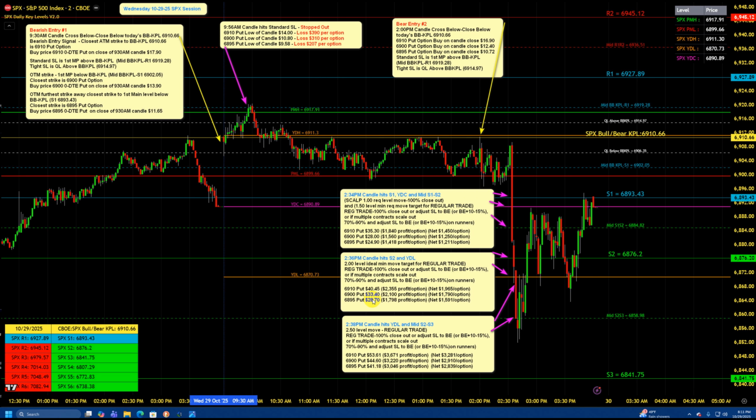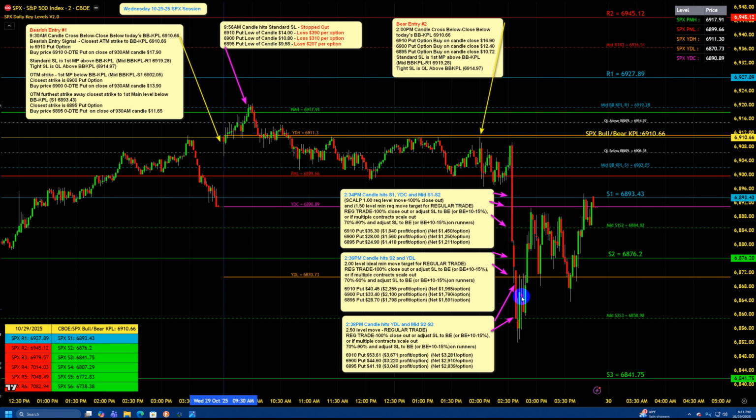The 6900 put is $33.40. That's $2,100 profit per option. That's a net of $1,790 an option after factoring in the loss from the stop out. The 6895 put is $28.70. That's $1,798 profit per option, or a net of $1,591 per option after factoring in the stop out loss earlier.